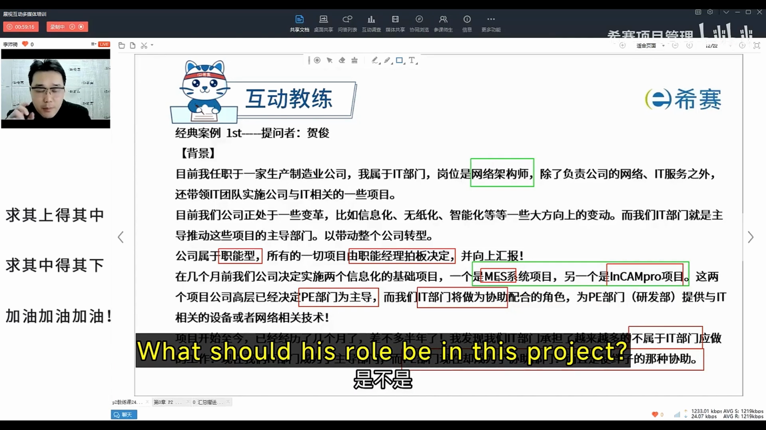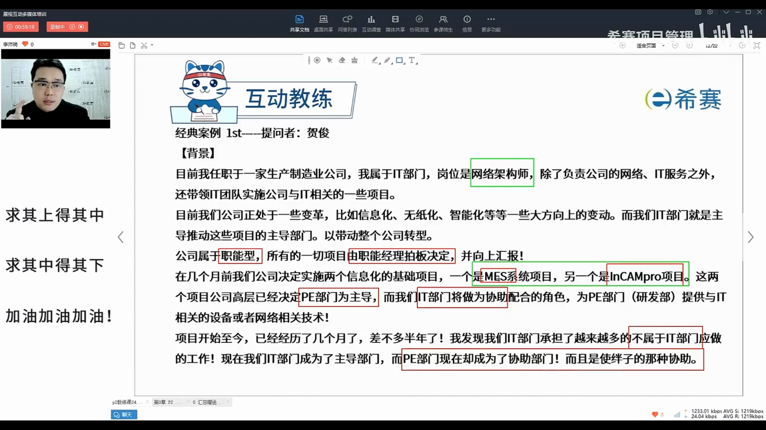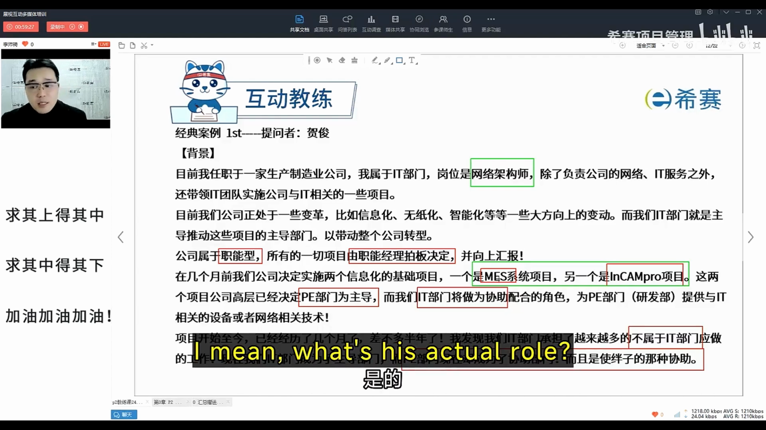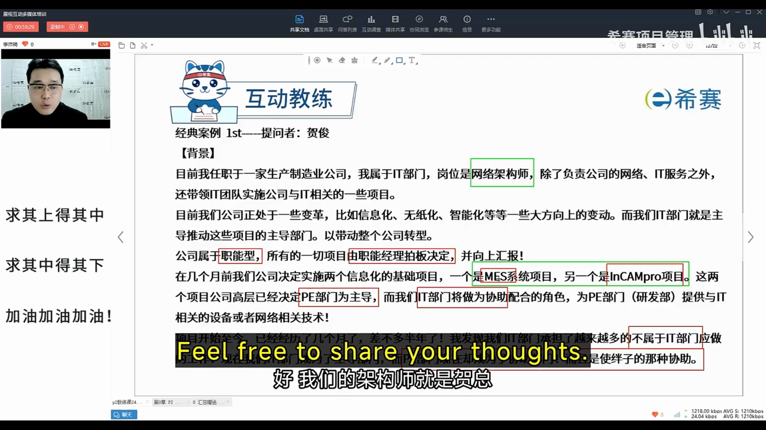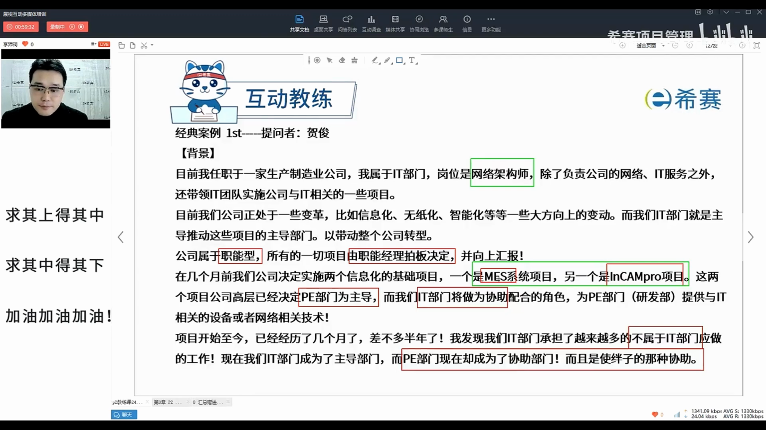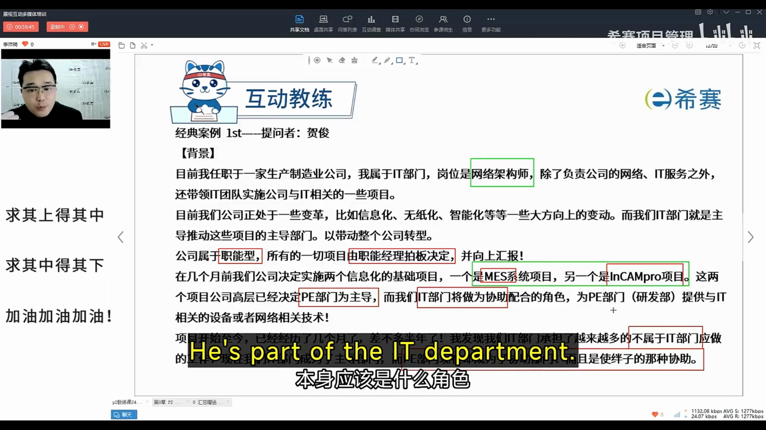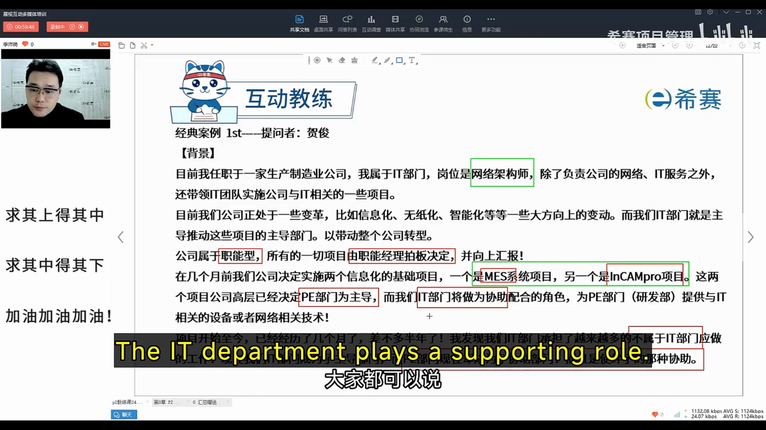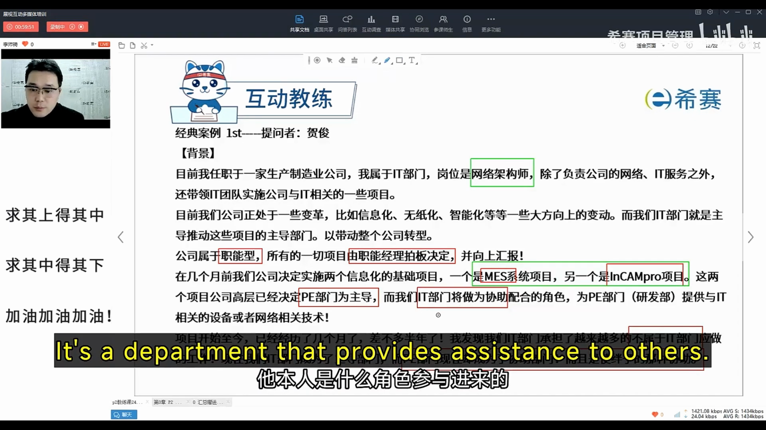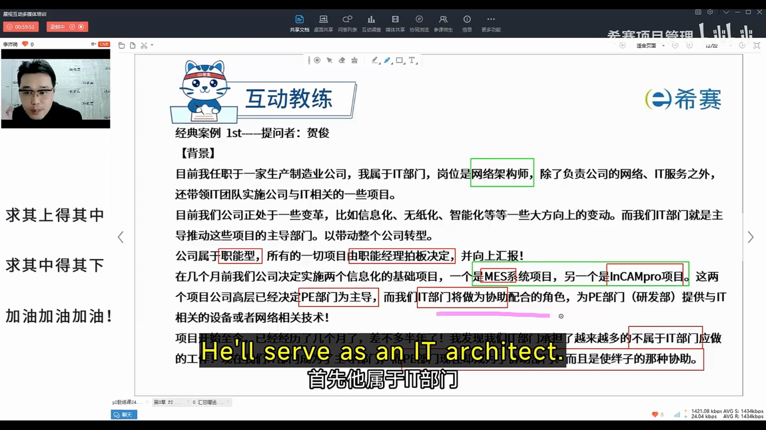What should his role be in this project? I mean, what's his actual role? Feel free to share your thoughts. What role did he actually take on? He's part of the IT department. The IT department plays a supporting role. It's a department that provides assistance to others. He'll serve as an IT architect.